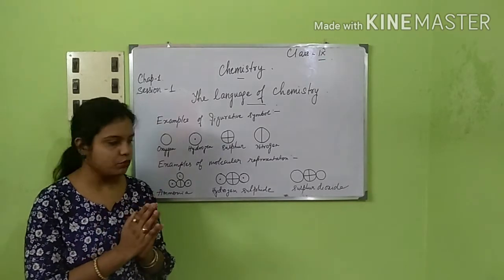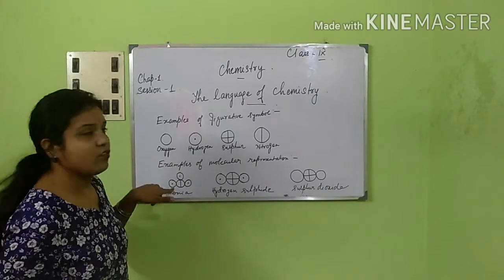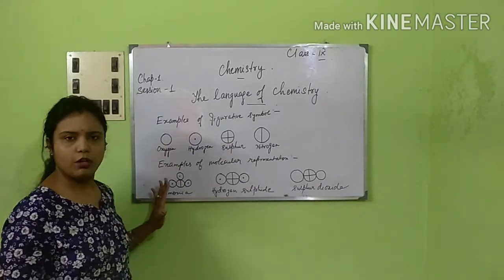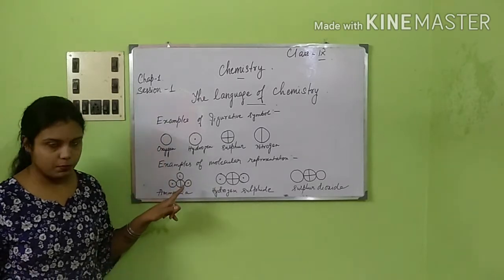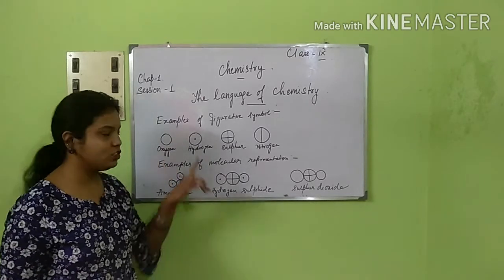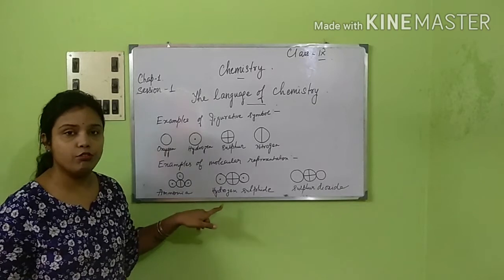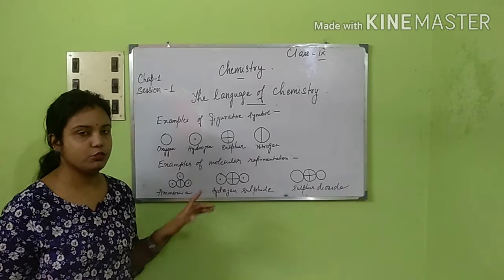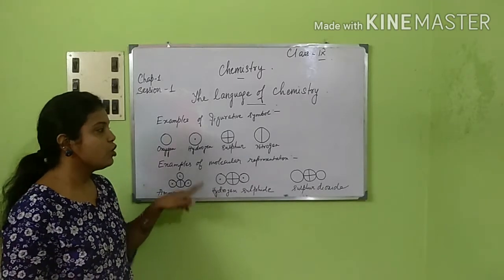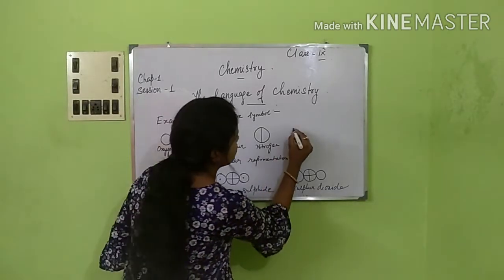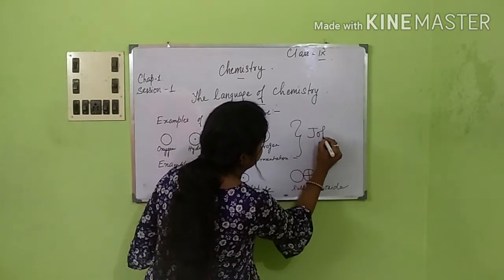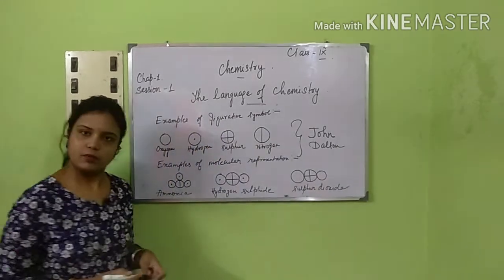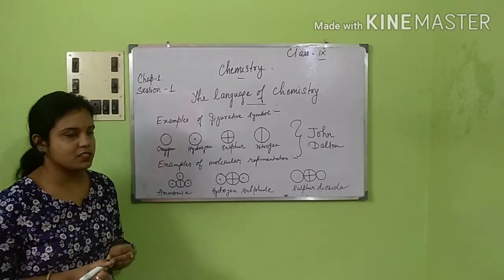I'll come to this. Before that, I think I have already told you, you can see the symbols, these are just for you to know, not for your exam purpose. These are not important for your exam, but you should know about these things in chemistry. Who gave these? This was given by John Dalton. He was a very famous scientist, as you know.